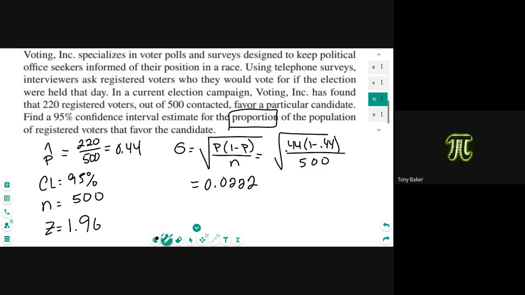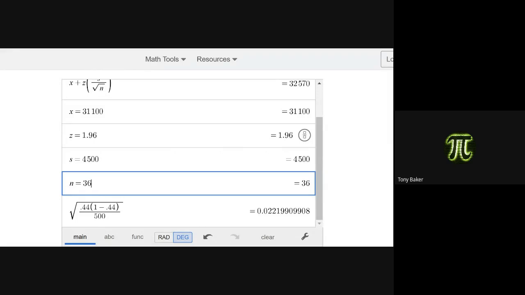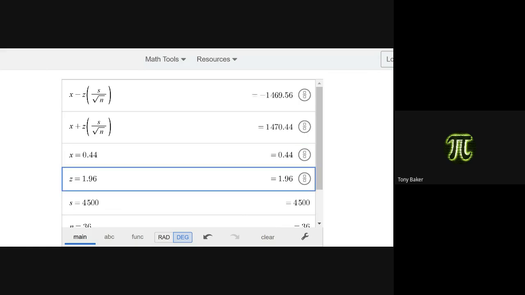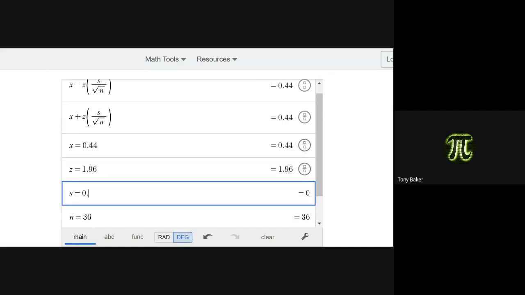Now, you don't have to change your formula in Desmos because in this problem, we already divided by the square root of n, right? We already did that. So we don't want to divide by the square root of n again. But I don't want you to have to change your formula in Desmos, because once you have it there, you're going to keep using it. Okay? So my proportion was 0.44. My Z was still 1.96. My standard deviation was 0.0222.